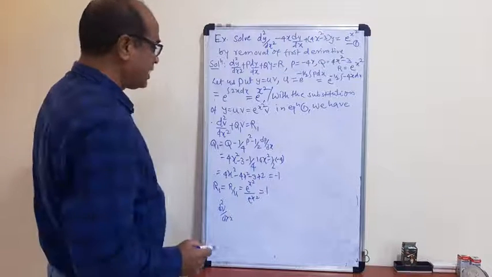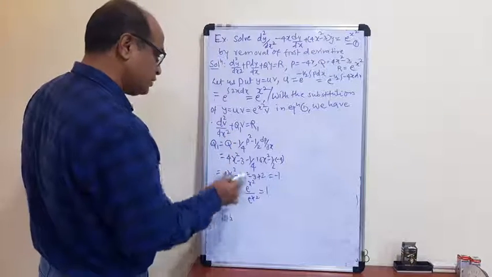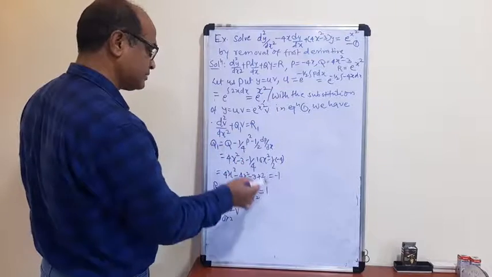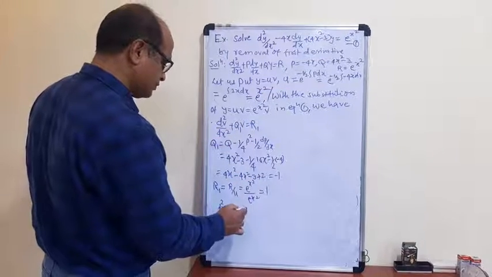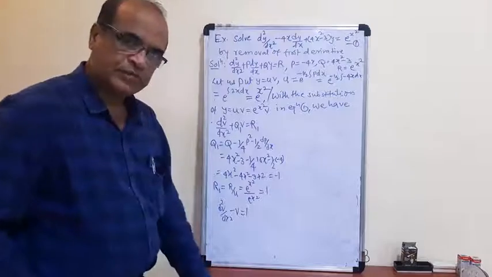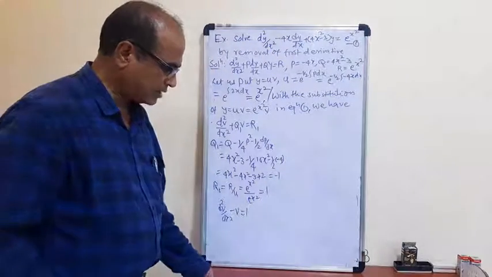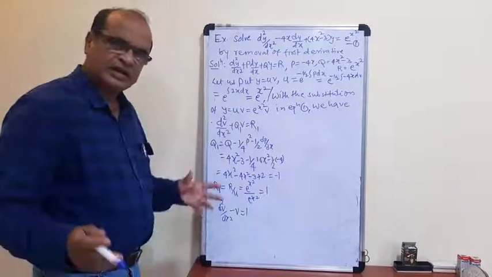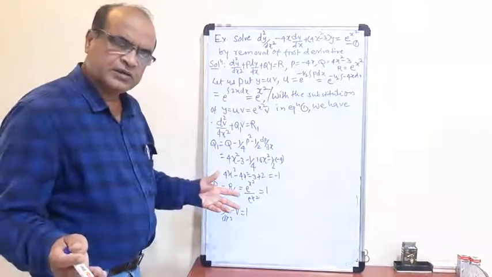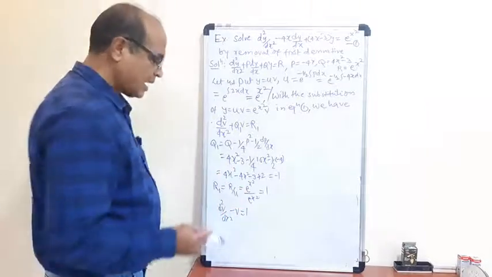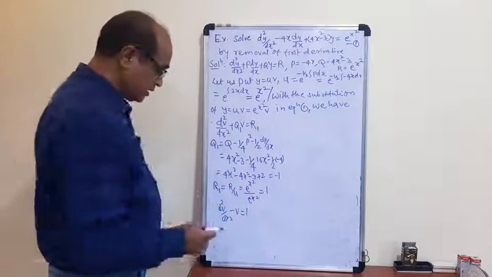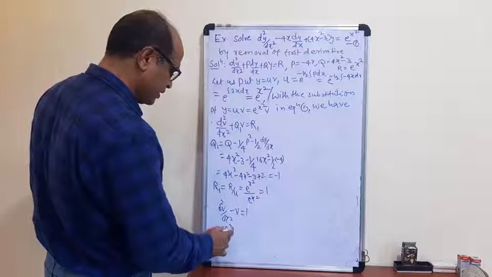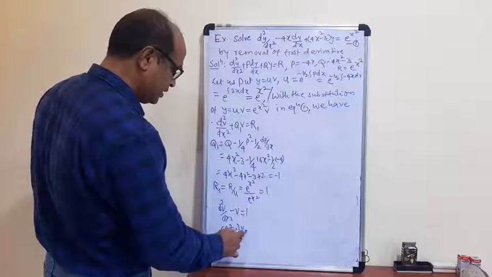d2v by dx square. What is q1? q1 is minus v, q1 is minus 1. What is r1? That is 1. So this equation becomes very simple and we can solve it very easily. After putting the derivative operator, d by dx is equal to capital D, and d2 by dx square is capital D square. So this equation becomes D square minus 1 v is equal to 1.